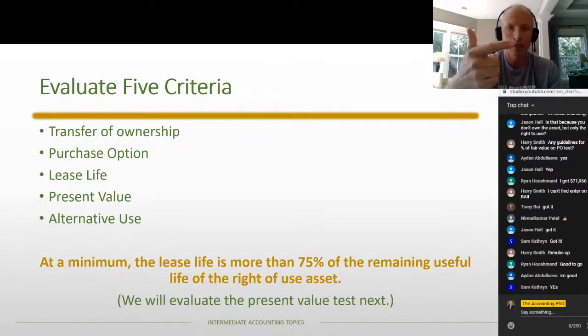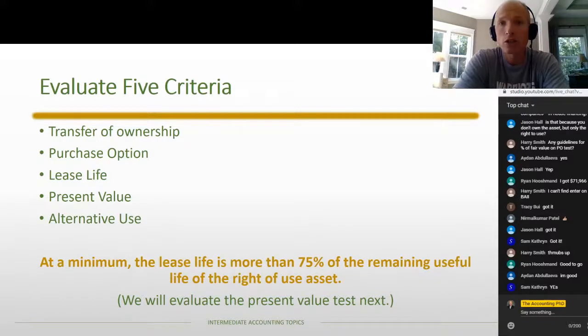There's no purchase option. So those two would not in and of themselves trigger a finance lease. The lease life does. We already said that. And then we're going to figure out the present value, whether it would have. And then the alternative use also would not suggest that it has to be a finance type lease. And so we know that we have a finance lease because of the lease life, but we're also going to do the present value calculation.